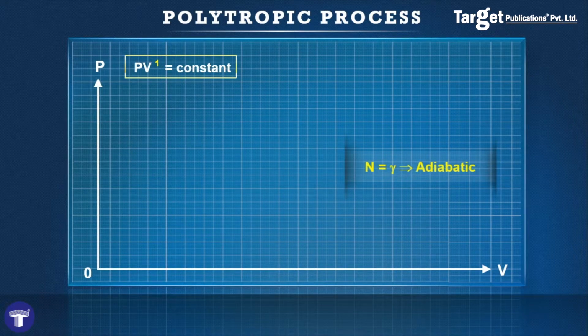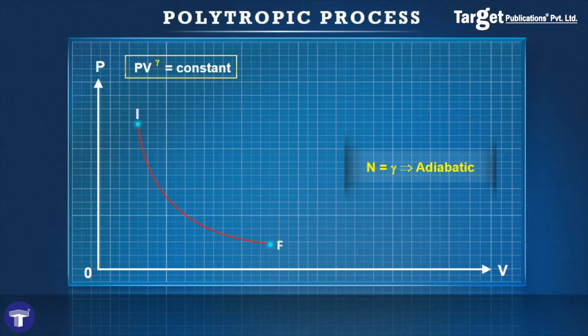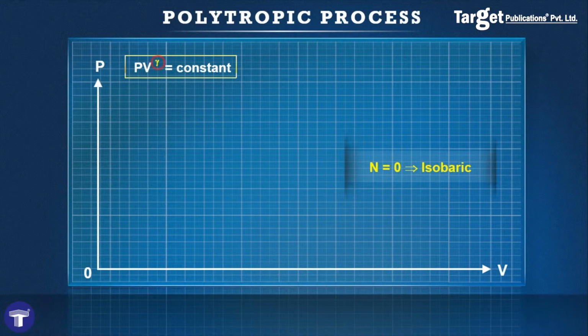If the value of n is gamma, then we will see that this becomes PV^γ equal to constant, which is nothing but the adiabatic process. Similarly, if n is equal to 0, then I get P is a constant, which is nothing but the isobaric process, and if n is infinity, then I get V is a constant, which is nothing but the isochoric process. And thus the polytropic process is just a general way of describing all the processes that we have seen.